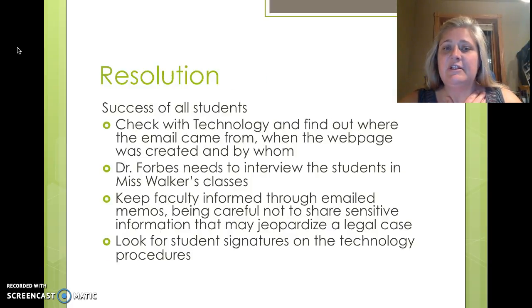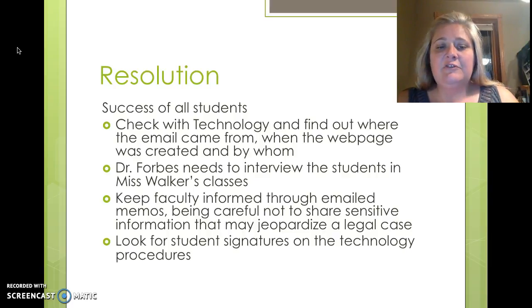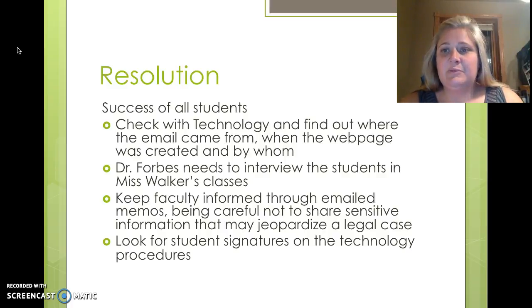A resolution that keeps the success of all students in mind is: first, check with technology and find out where the email came from, when the web page was created, and by whom. Dr. Forbes needs to interview the students in Ms. Walker's classes. Keep faculty informed through emailed memos, being careful not to share sensitive information that may jeopardize a legal case. Look for student signatures on the technology procedures.